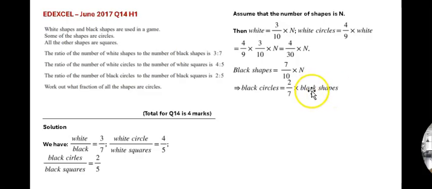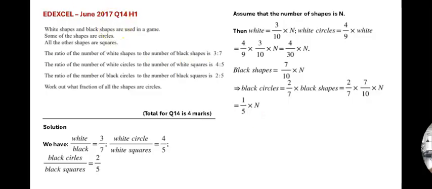Now, we know the black shapes here. We have 7 over 10, so we're going to replace it, and we are going to get 2 over 7 out of 7 over 10 times n. Now, finally, we get that black circles are 1 over 5 of n, of total shapes.